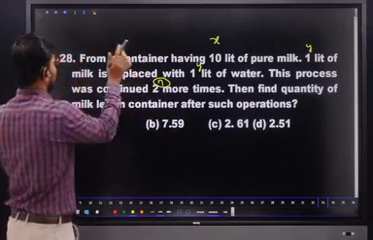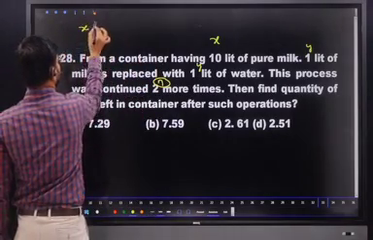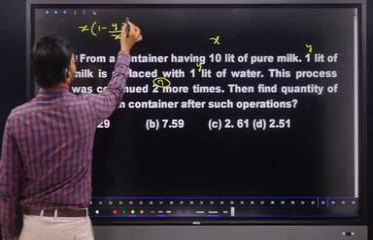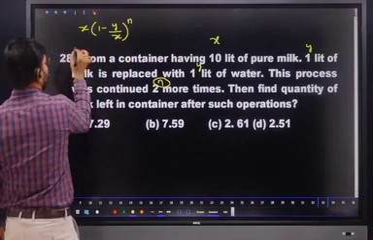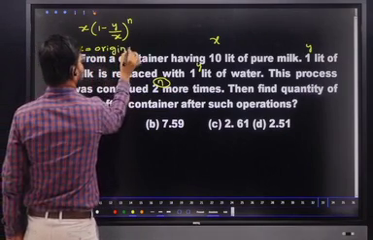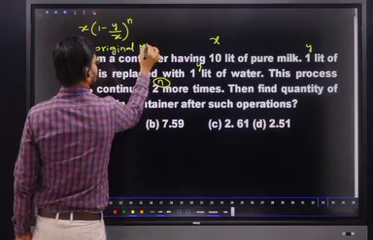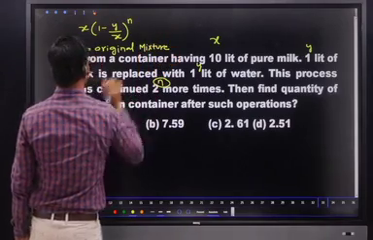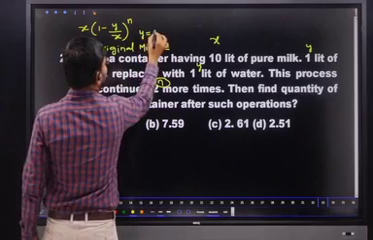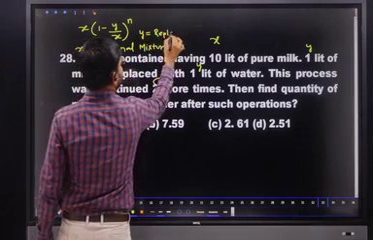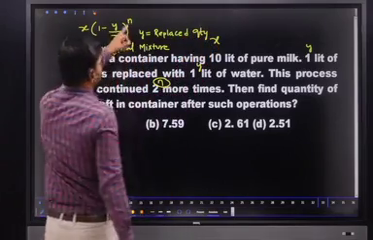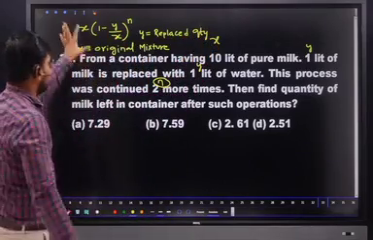Whenever they're asking this type of question, your answer is x into (1 minus y by x) whole power n, where x is the original quantity, the original mixture, y is the replaced quantity, and n is the number of operations. N is what? Number of operations. Here x is how much?